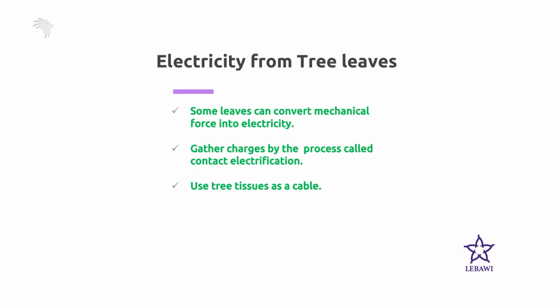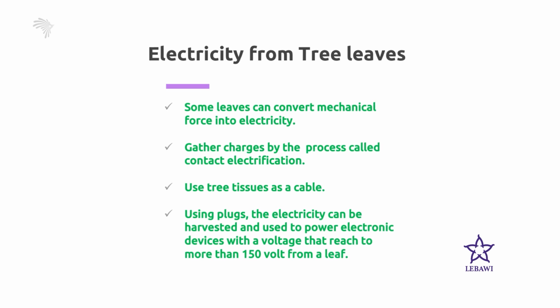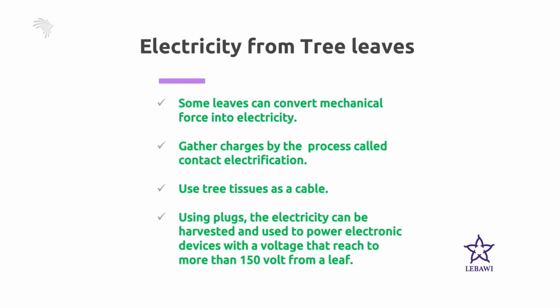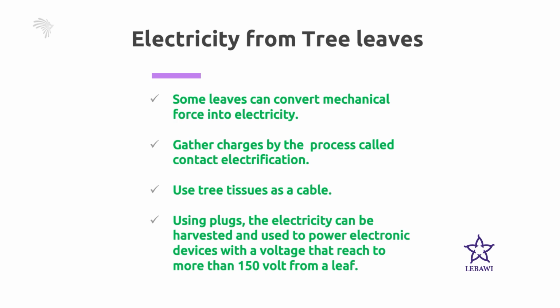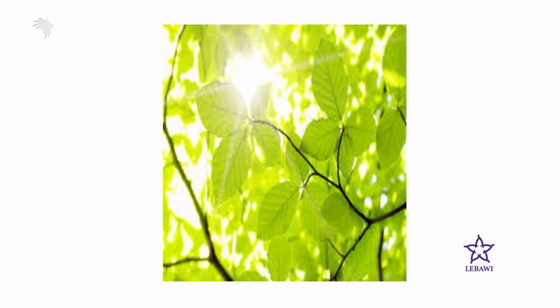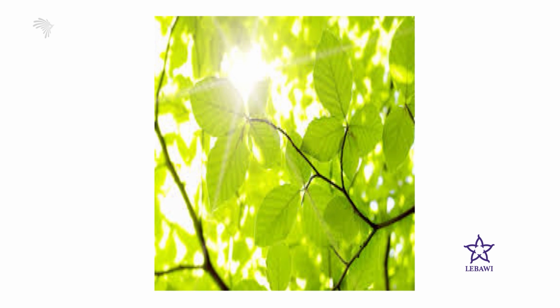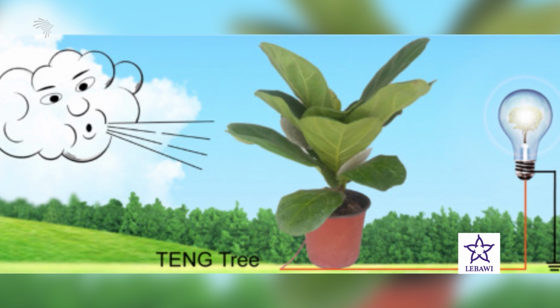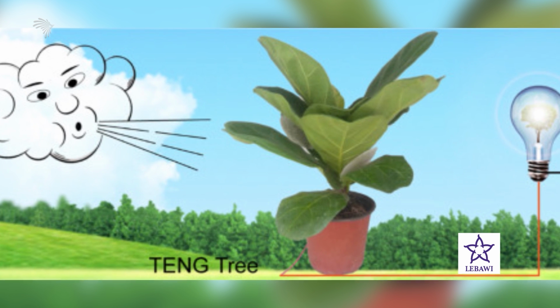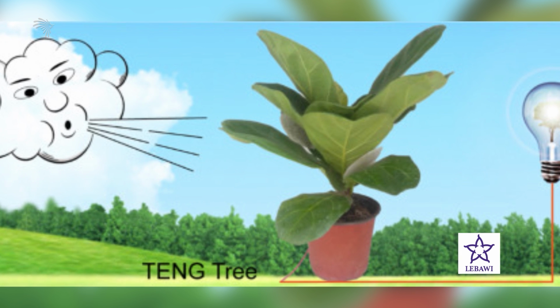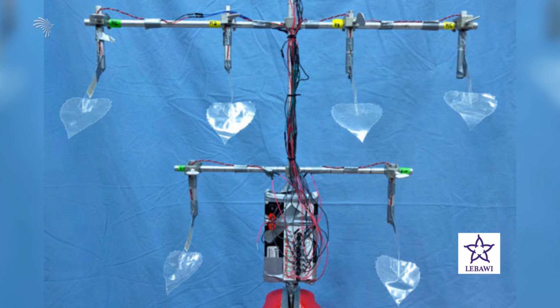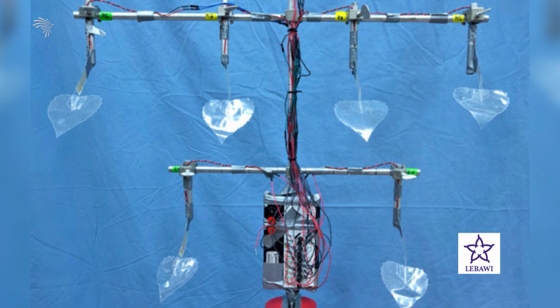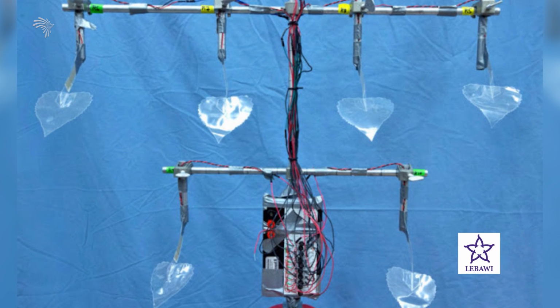Energy from tree leaves. Certain leaves have structure which makes them convert mechanical force applied at their surface into electrical energy because of the specific composition that most plant leaves naturally provide. In detail, the leaf is able to gather electric charges on the surface due to the process called contact electrification. These charges are then immediately transmitted into the inner plant tissue. The plant tissue acts similar to a cable and transports the generated electricity to other parts of the plant.